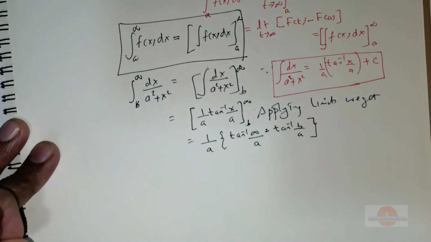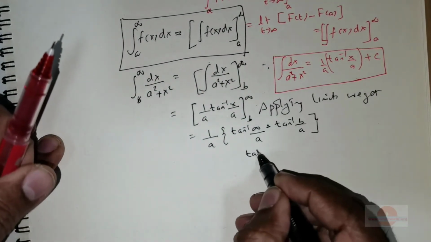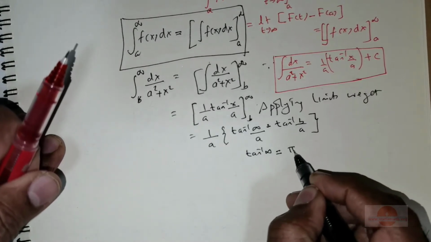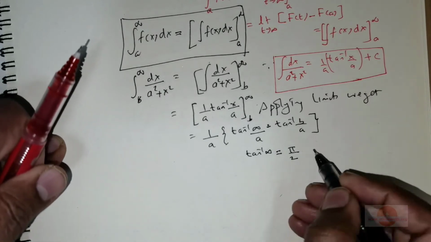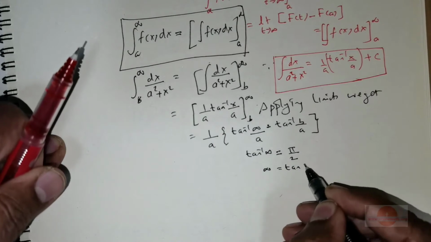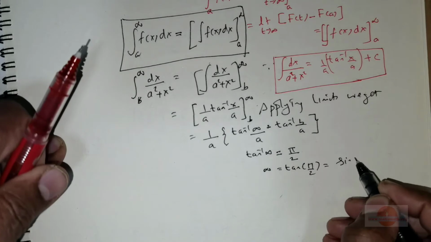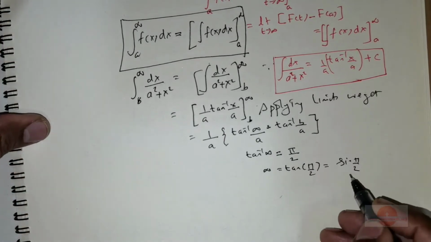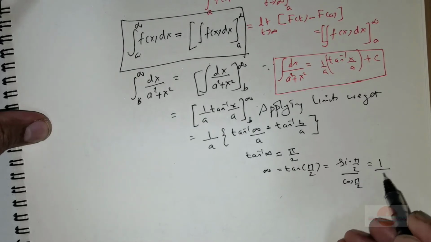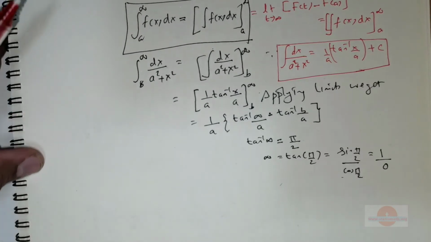Okay. Now tan inverse of infinity. What is tan inverse of infinity? This is going to be equal to pi divided by 2. Now why do I say this is pi divided by 2? I can rewrite this as tan of pi over 2. Now what is tan of pi over 2? It's nothing but sine pi over 2 divided by cos pi over 2. So sine pi over 2 is 1, but cos pi over 2 is 0. So 1 over 0 gives us infinity.